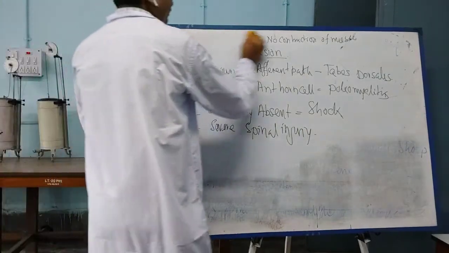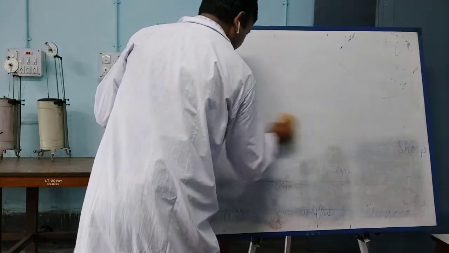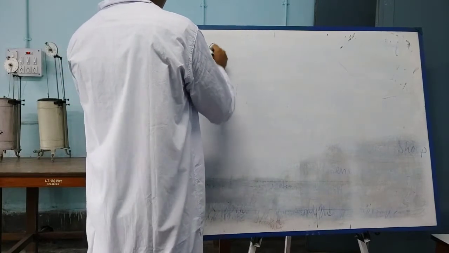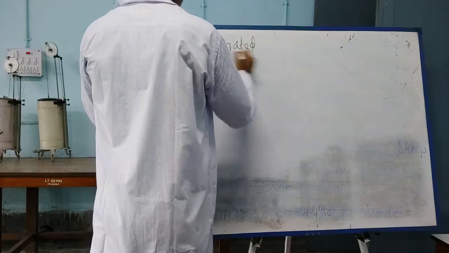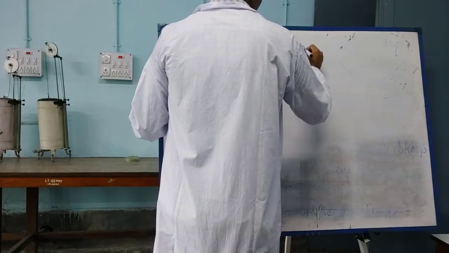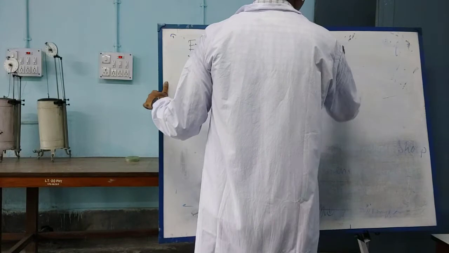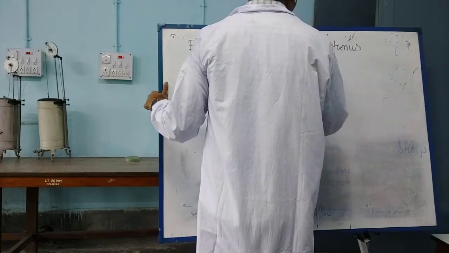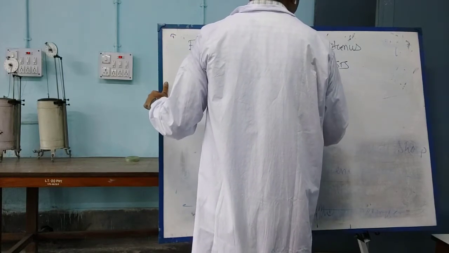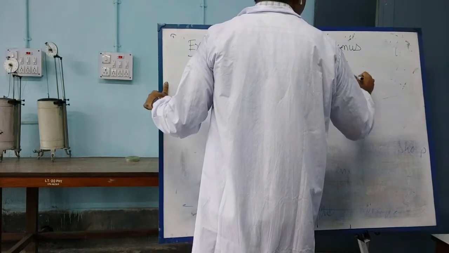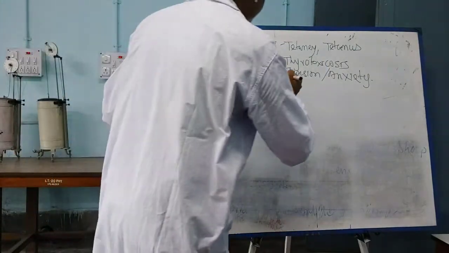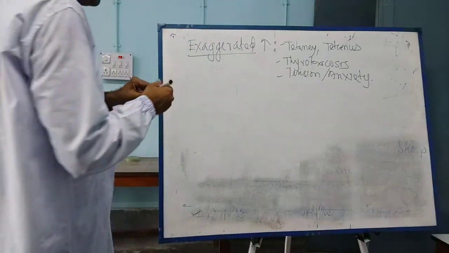Now, reflex may be increased, that is known as exaggerated, in case of tetanus, thyrotoxicosis, tension or anxiety. And reflex may be brisk.